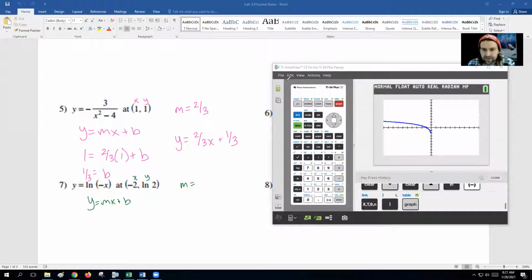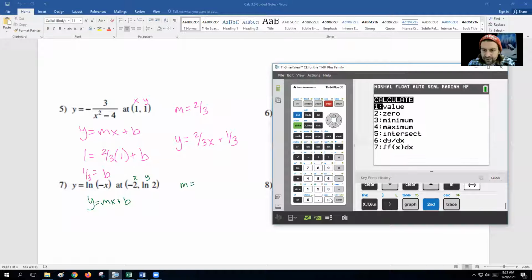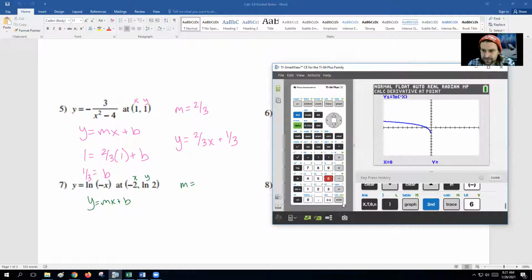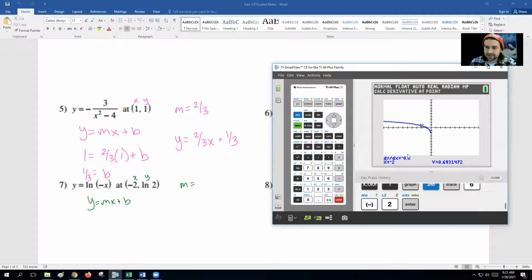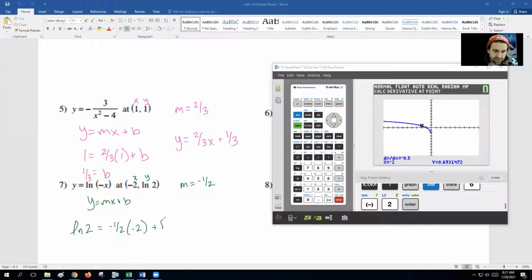And so to do the derivative on the graphing calculator, we press second, calc 6, and we're going to type in -2 as our x. And then it tells us it's -0.5, which we all know -0.5 is -1/2 as a fraction. So we're going to plug in our y, which is natural log of 2, equals our m is -1/2, our x is -2 plus b.